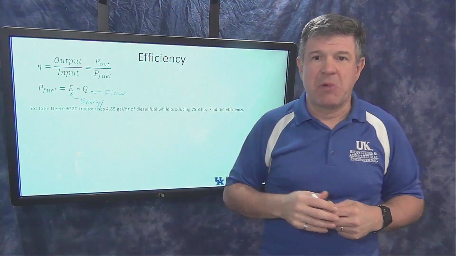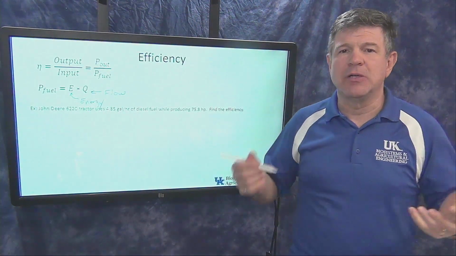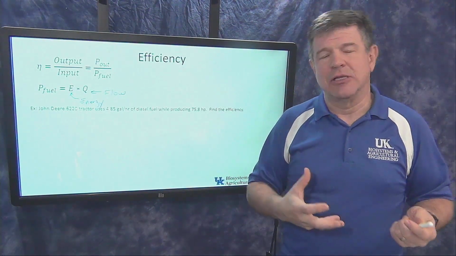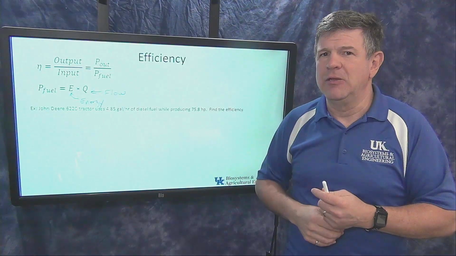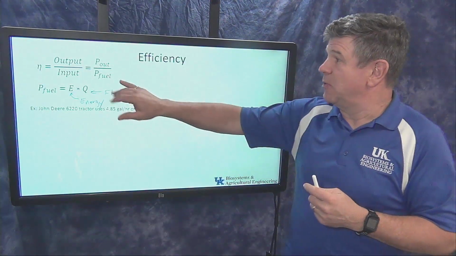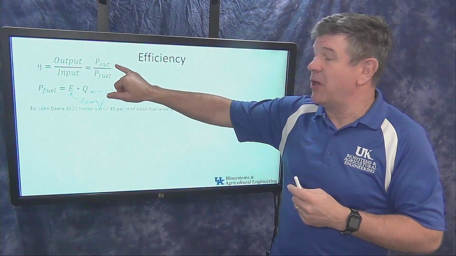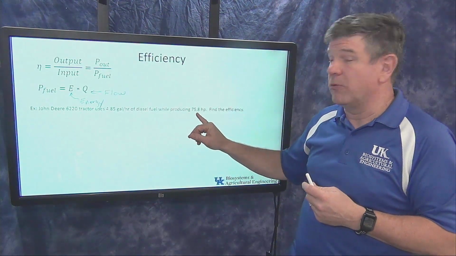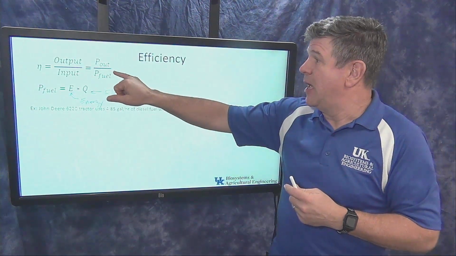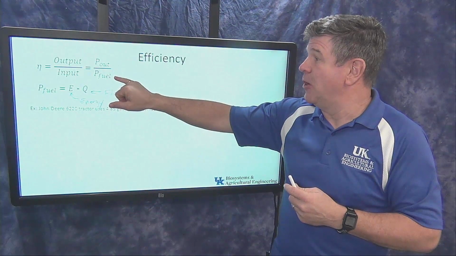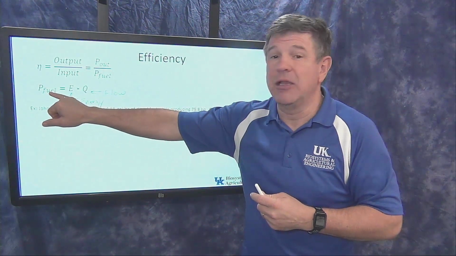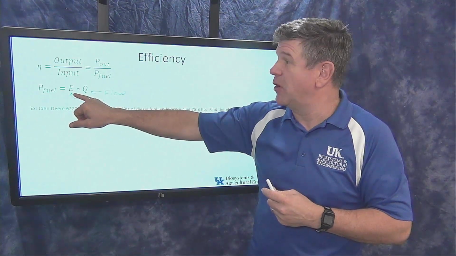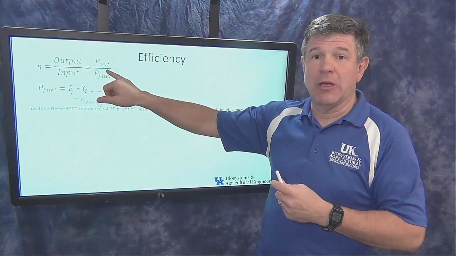Find the efficiency. How efficient is that tractor? How much of that fuel energy is it actually utilizing and converting into mechanical energy that I can use? To do this, we ultimately want this equation up here. We want to look at the power output, which is 75.8, and calculate that ratio to the fuel input power. So we have to calculate the fuel input power first to put into this equation up here.